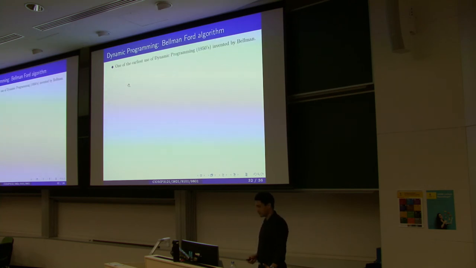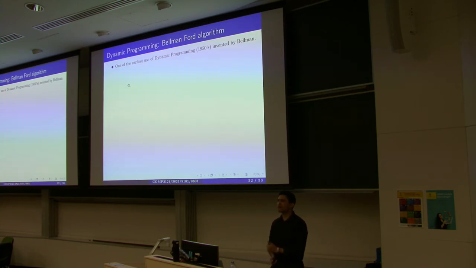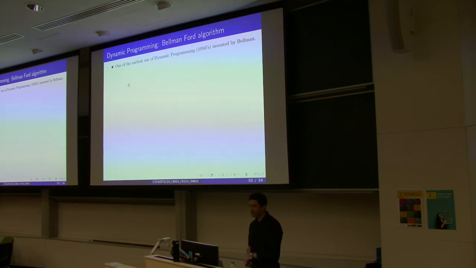Okay, so now we come to one of the earliest applications of dynamic programming. This is an approach which has been around for more than half a century. It's one of the first dynamic programs, proposed by Bellman. It's called the Bellman-Ford algorithm. Did you cover Dijkstra's algorithm in one of the previous lectures? Yeah? So Dijkstra's algorithm is a very nice, efficient algorithm which finds the shortest path when you do not have negative weights in the graph.